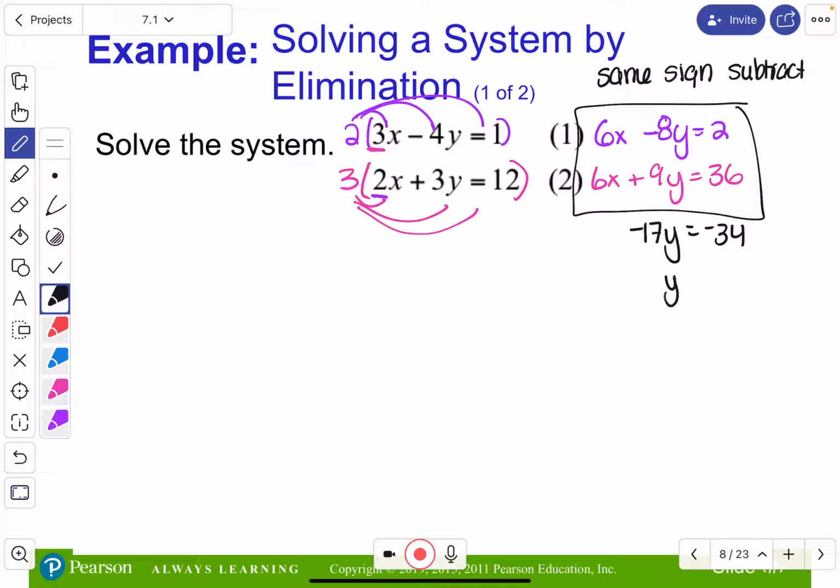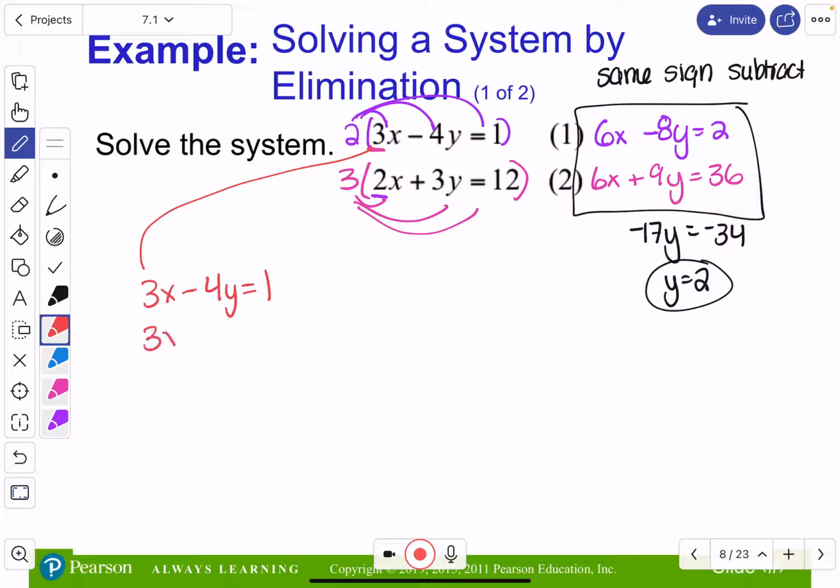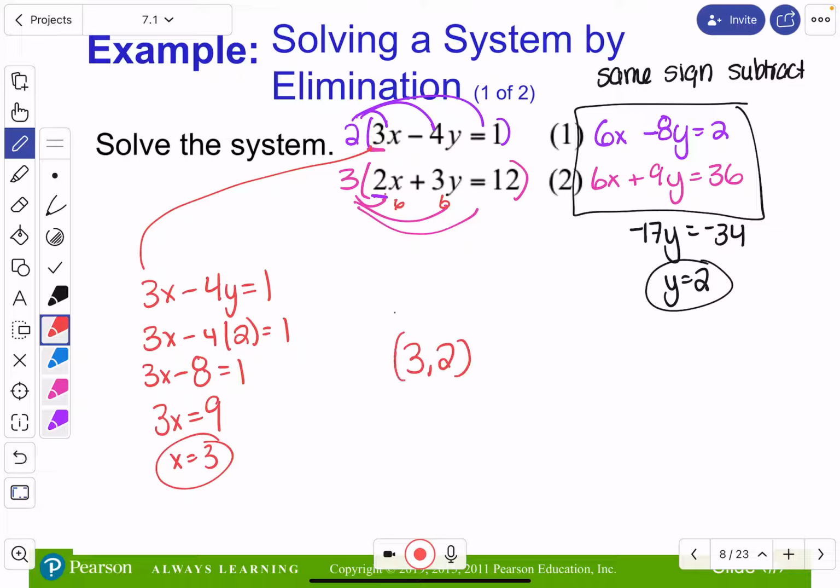Now we divide both sides by negative 17, and we get y equals 2. Just like with substitution, the next step's the same. We're going to substitute that value of y in here and then solve for x. So 3x minus 8 equals 1. Add 8 to both sides, you get 3x equals 9. Divide by 3, you get x equals 3. And if we check this bottom equation, 2 times 3 is 6, 3 times 2 is 6, and 6 plus 6 is 12. So it works, and our solution set is the point (3, 2).